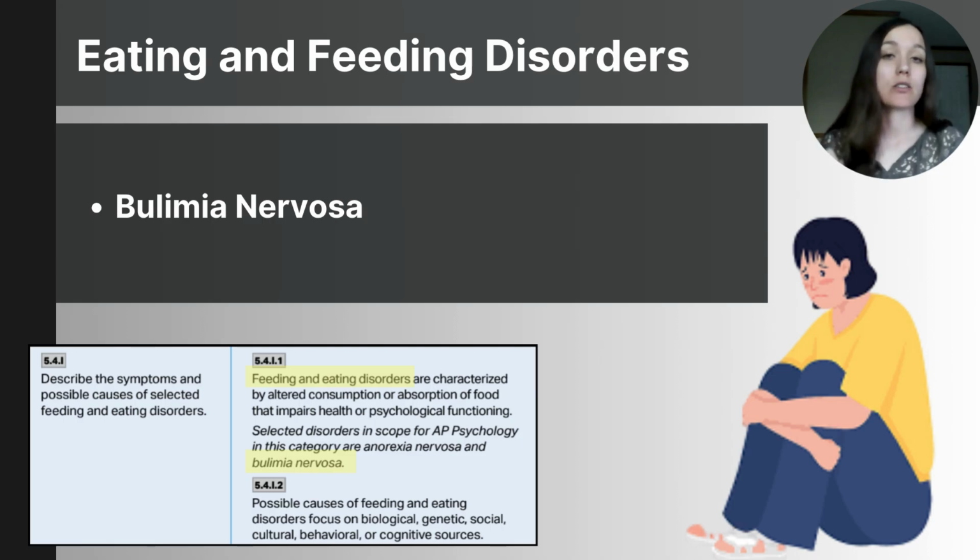Frequent occurrence is also an important symptom. So the binges and then the following behaviors need to occur at least once a week for 3 months. Excessive influence of body weight on self esteem is another component. So, self worth is heavily tied to body shape and weight.